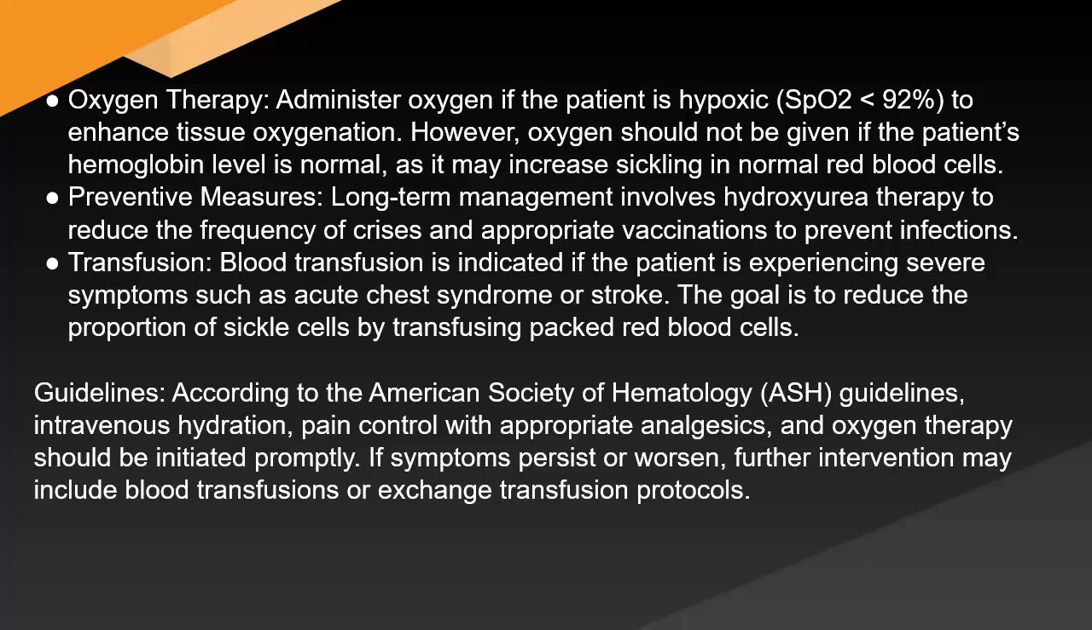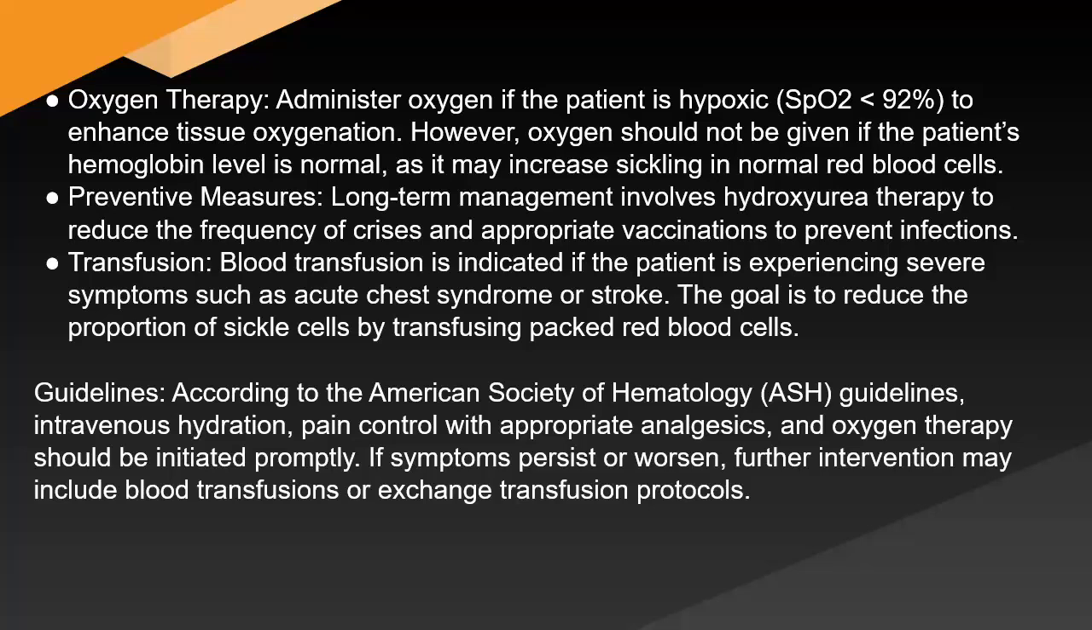However, oxygen should not be given if the patient's hemoglobin level is normal, as it may increase sickling in normal red blood cells. Preventive measures: long-term management involves hydroxyurea therapy to reduce the frequency of crises and appropriate vaccinations to prevent infections. Transfusion: blood transfusion is indicated if the patient is experiencing severe symptoms such as acute chest syndrome or stroke. The goal is to reduce the proportion of sickle cells by transfusing packed red blood cells.